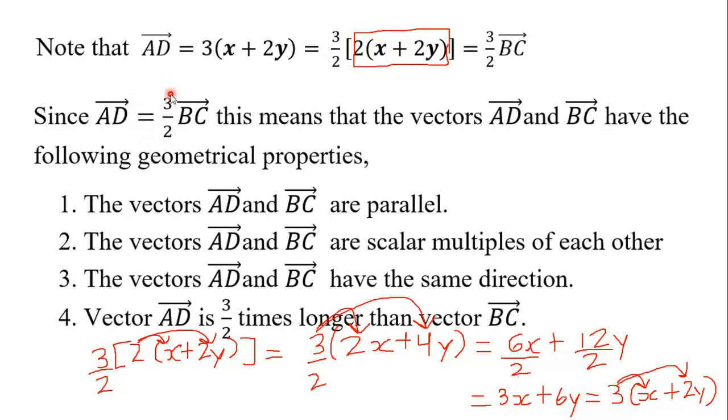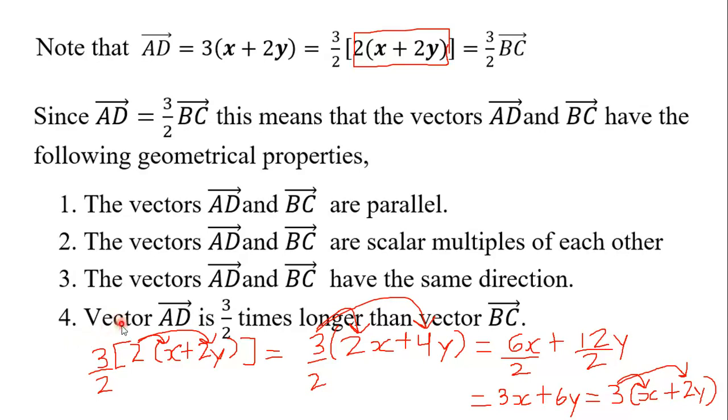Now, since we have found a number that we can use to multiply by another vector to get the other vector, that means that the vectors AD and BC are parallel, right? If we have a number that we can use to multiply by one vector to give us another vector, we say that these two vectors are parallel. So since AD equals 3 over 2 BC, the vectors AD and BC have the following geometrical properties. Number one, they are parallel.